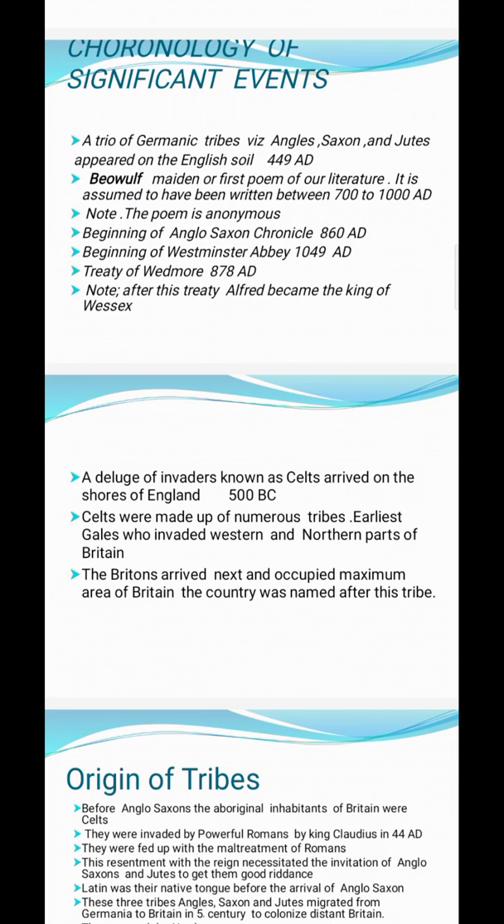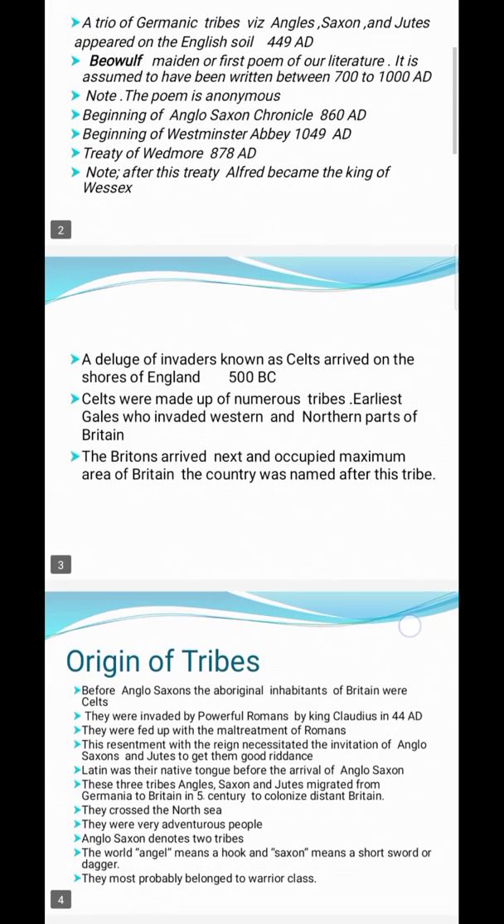The next tribe which arrived on the soil is the Britons. They occupied maximum area of Britain, and the country was named after this tribe, which I'll discuss in this video very comprehensively in the later part. The most important point I want you to ascertain here is that Britons were the aboriginals of the land. Aboriginals mean the original citizens of a particular area.